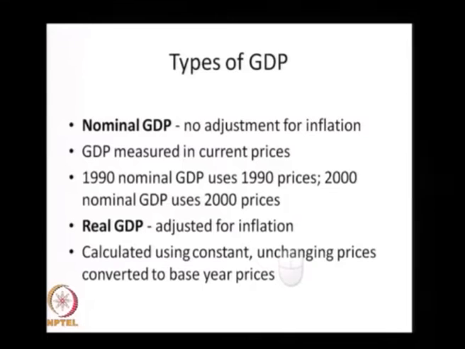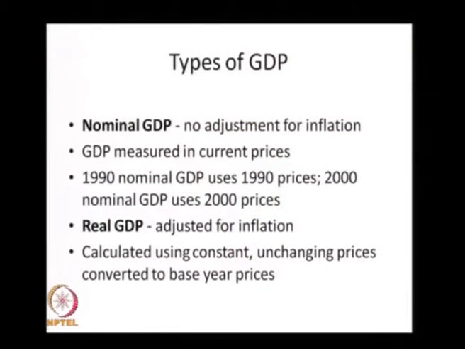Now while calculating the GDP of a country, we need to have in mind there are different terminologies that you will encounter. You would see a newspaper reporting the nominal GDP, real GDP. We need to understand the difference between the nominal GDP and a real GDP. A nominal GDP is one that does not adjust for inflation, which just measures at a certain price level. Now let us say in 1990 the nominal GDP uses 1990 prices, in 2000 the nominal GDP uses 2000 prices, so it does not adjust for inflation.